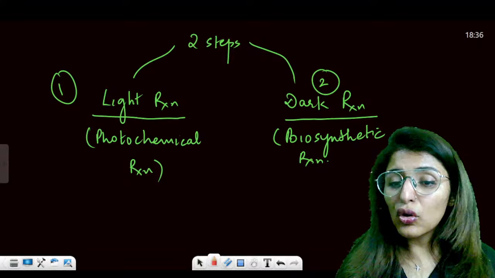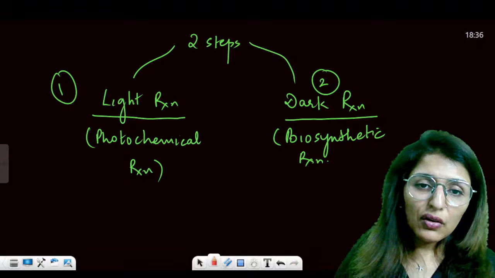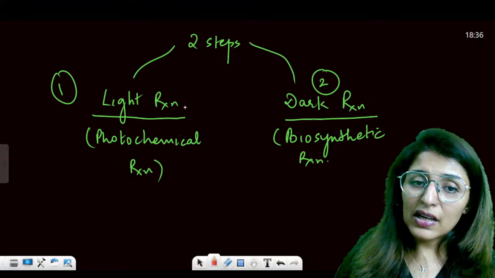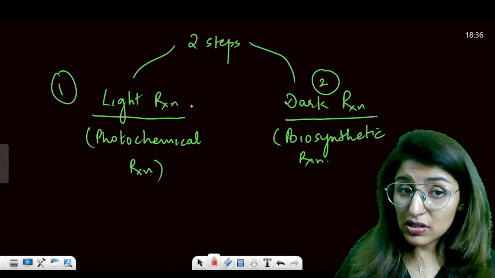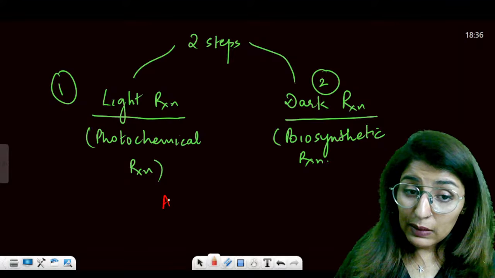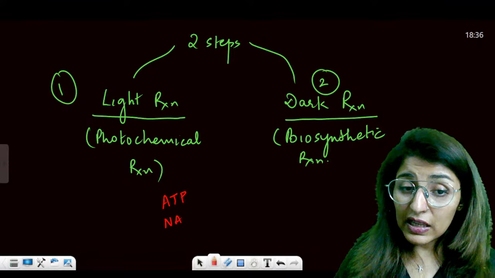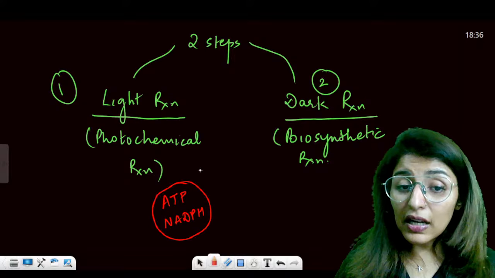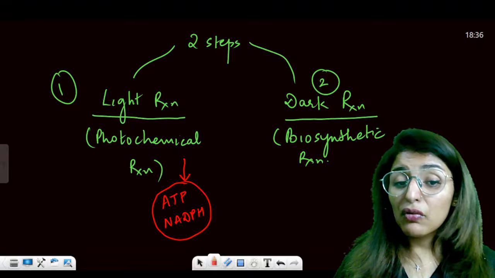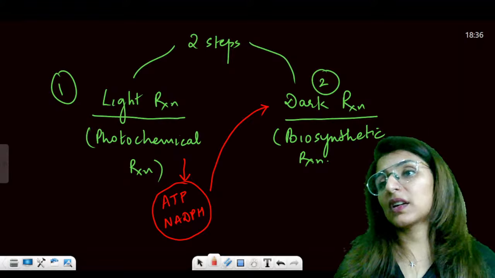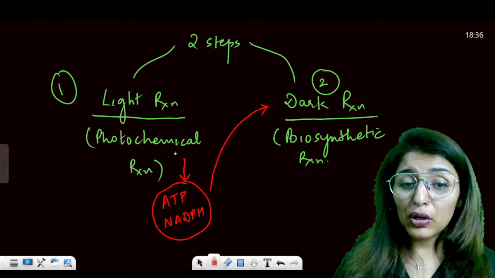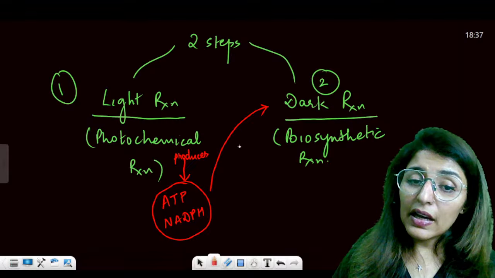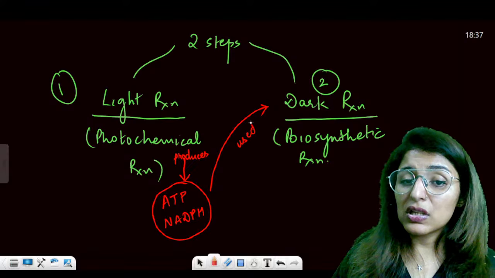Clear? There is no plant on this earth which can perform dark reaction without light reaction, because light reaction is going to produce certain compounds as well, like ATP. It is going to produce NADPH. These are the high energy intermediates. So light reaction is going to produce these things which will be used by the dark reaction. So this produces these high energy intermediates while dark reaction uses them.